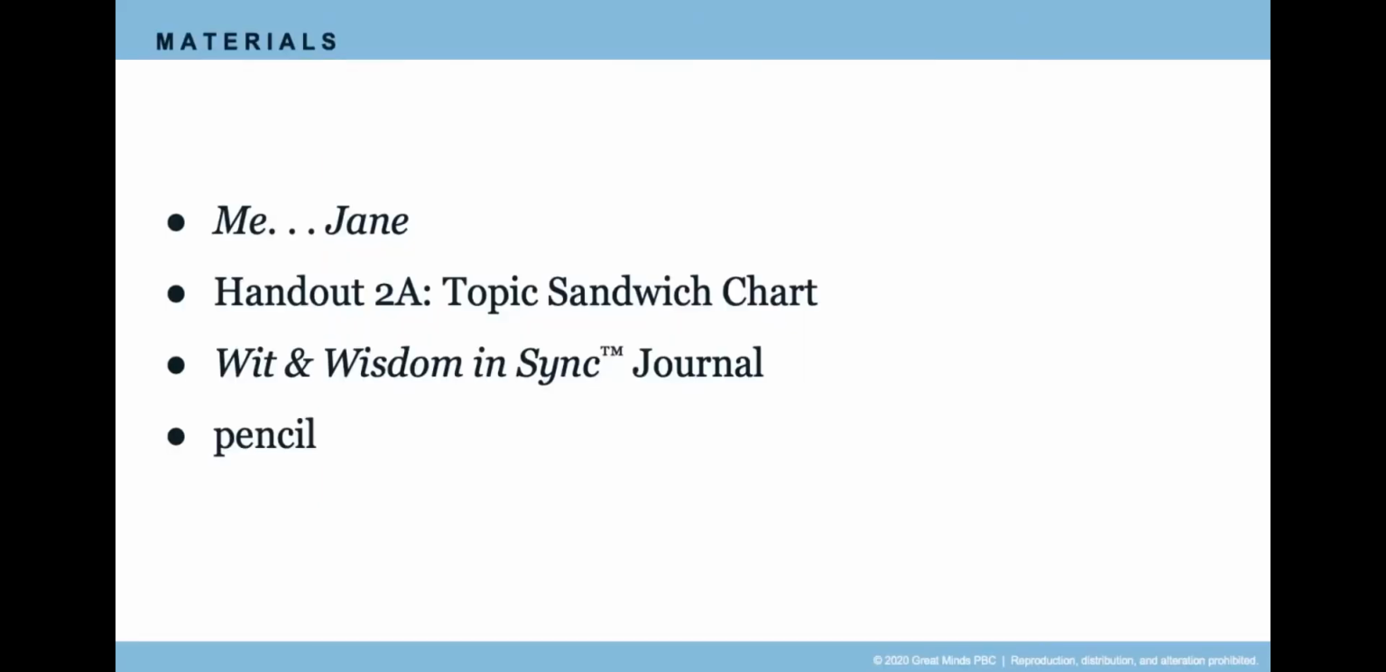But before we do, let's make sure you have your materials ready. For this lesson, you will need a copy of the text, Me, Jane, if you have it. You'll need handout 2A, the topic sandwich chart, if you have that. You'll need your Wit and Wisdom in Sync journal and a pencil. We will also use assessment 12A, the focusing question task 2, but I will show that to you on the screen and we'll review it together. Pause the video now if you need to gather your materials.